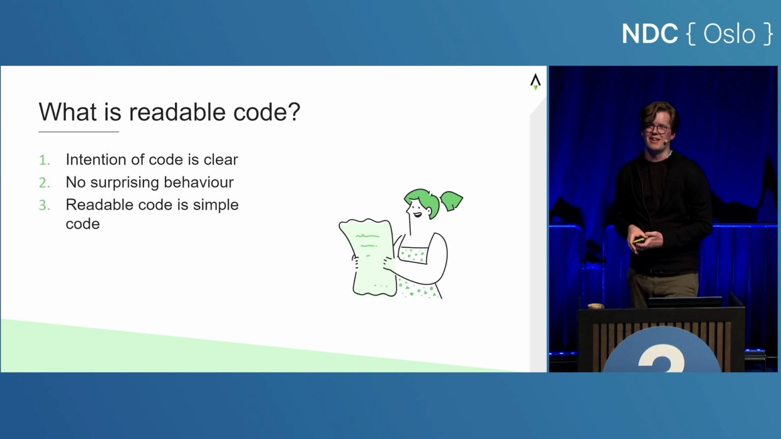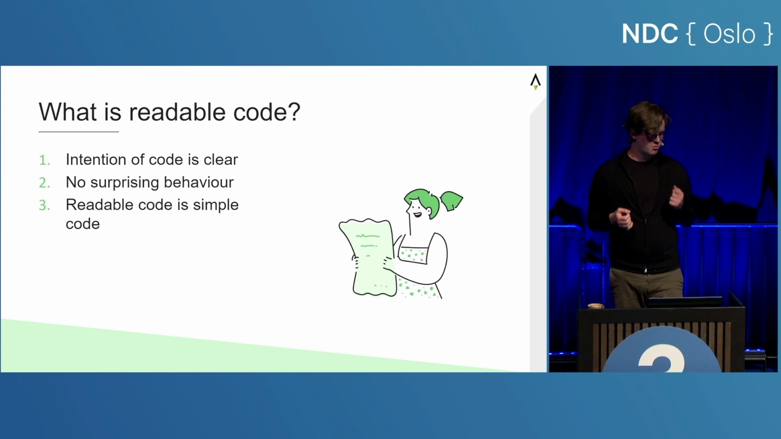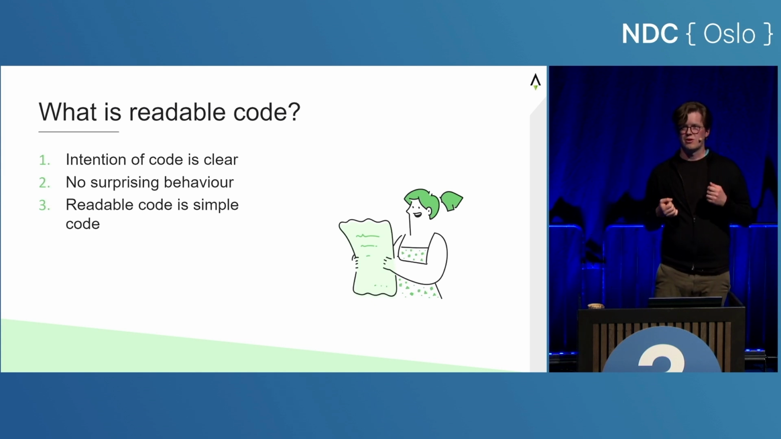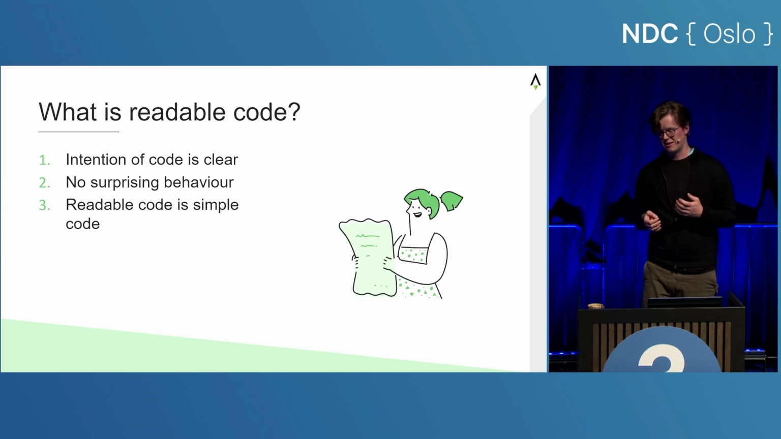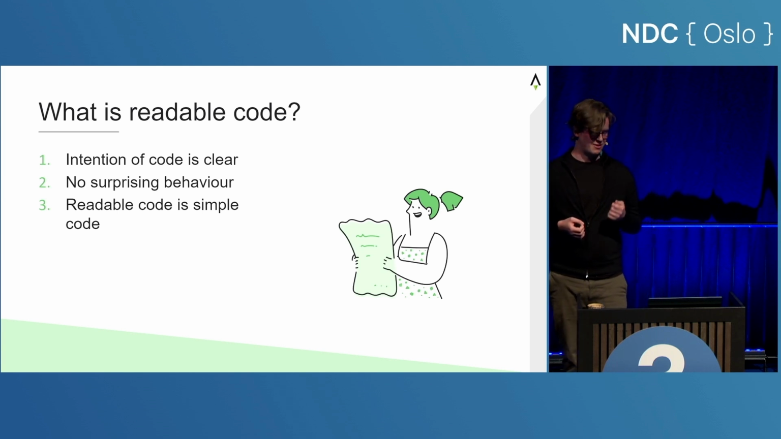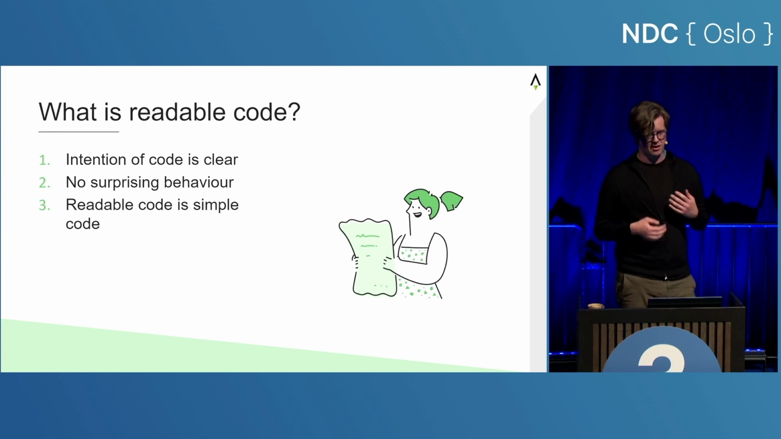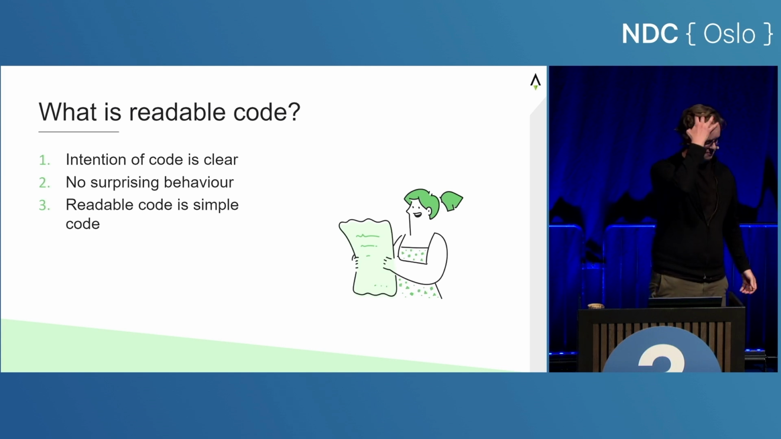The most important thing about code is that the intention of the code is clear. I would almost say that code where the intention is clear, where you know what this code is supposed to do, is easier to fix than code which does the right thing, but the intention is unclear, because that is harder to maintain and change later.